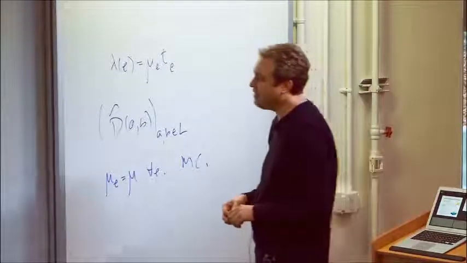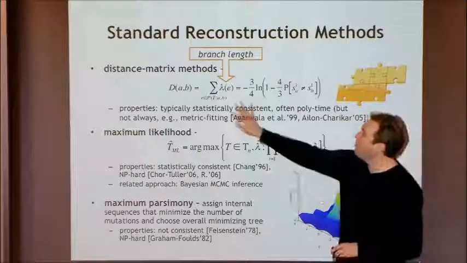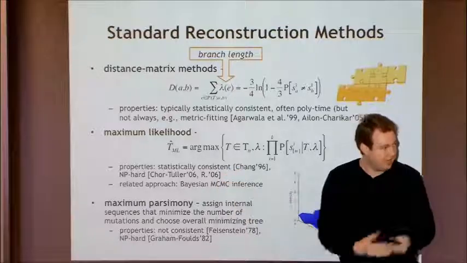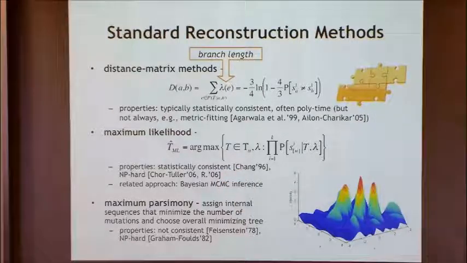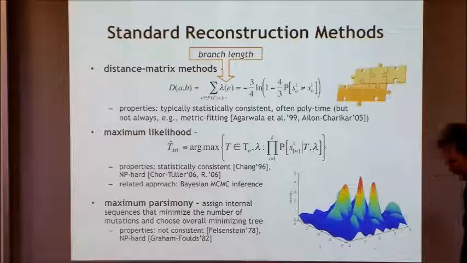Now, there's another class of optimization methods that, instead of working with this distance matrix, work directly with the sequence data. One thing that you might want to do is, for example, the parsimony method, which is maybe one of the oldest ones. It does the following thing.